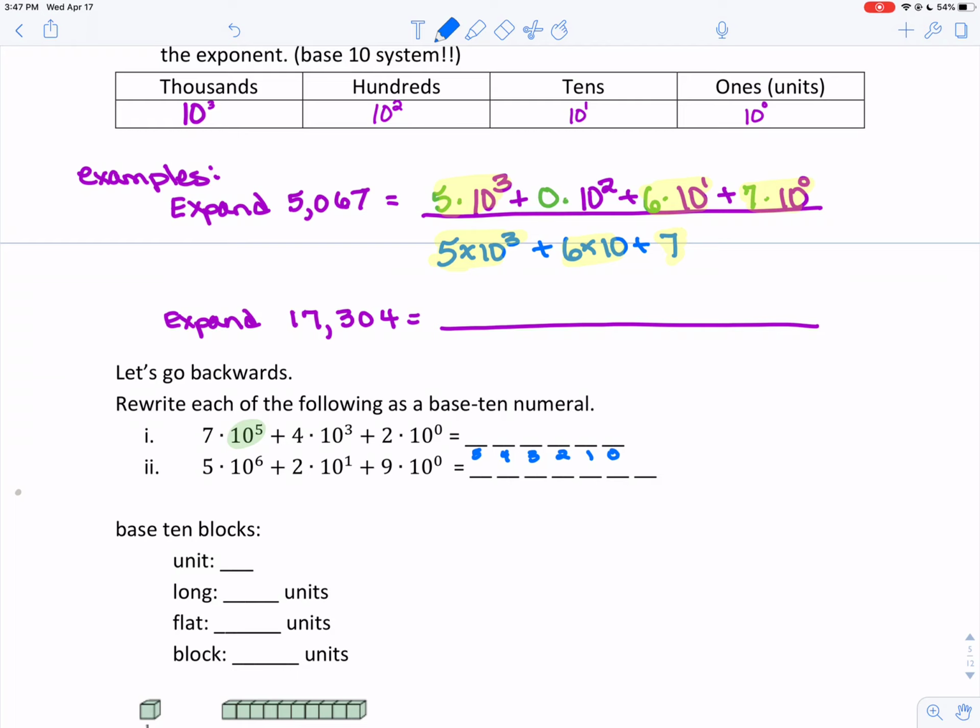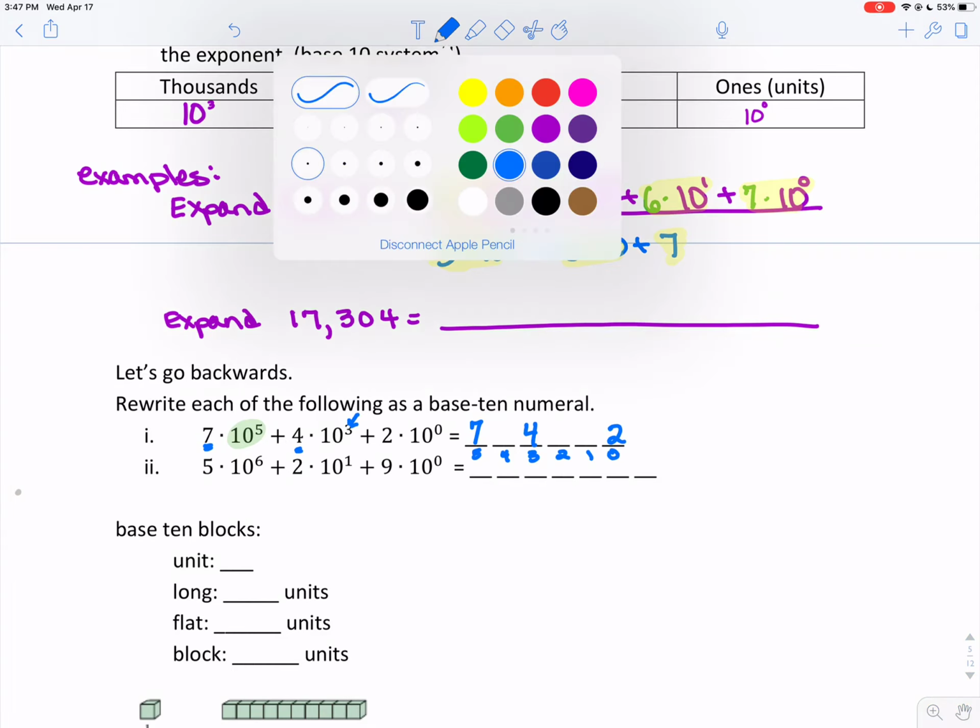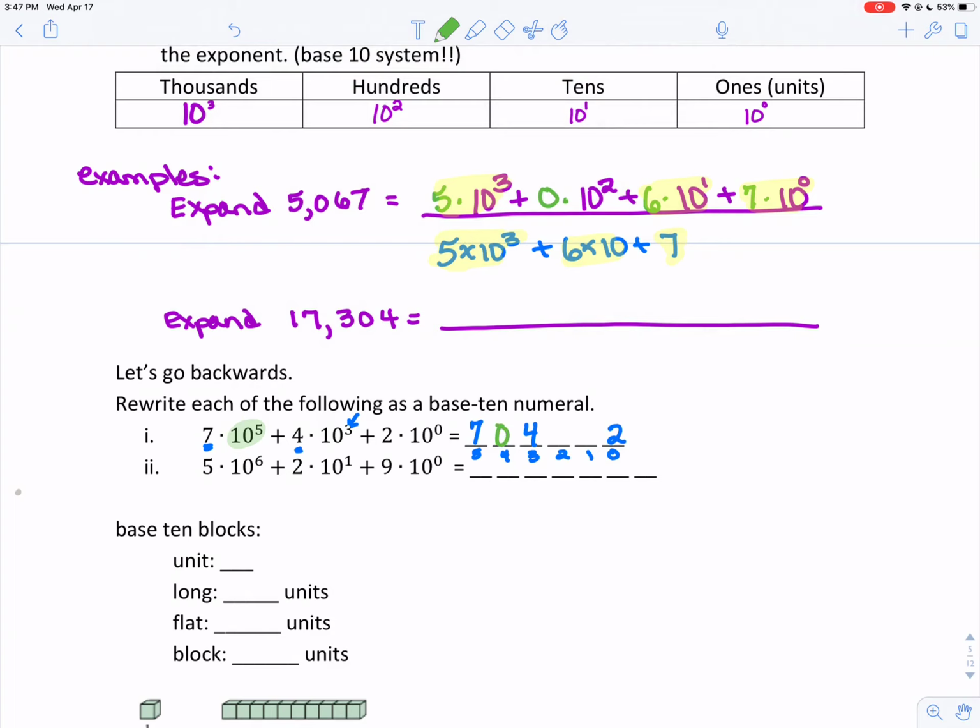I'm going to go back through and put these numbers in the correct spot. So the 7 goes in the 10 to the 5th spot. The 4 goes in 10 to the 3rd spot. And the 2 goes in the 10 to the 0 spot. What do we do with all those empty spots? We fill them with zeros. So now let's try the one beneath it.